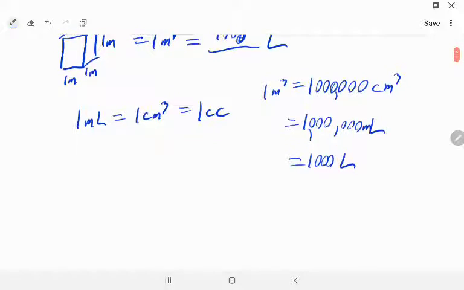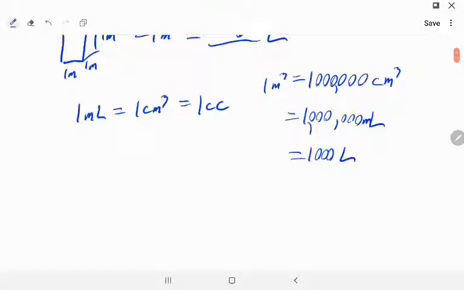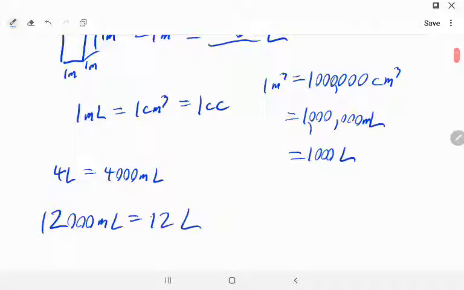So we actually notice that if we want to convert within metric, if we're given 4 liters, we know that's going to be 4,000 milliliters. If we're given 12,000 milliliters, we know that's going to be 12 liters. We notice we can just move those decimal points back and forth, and we just remember that 1 liter is a bunch of milliliters. A bunch of milliliters is equal to 1 liter.